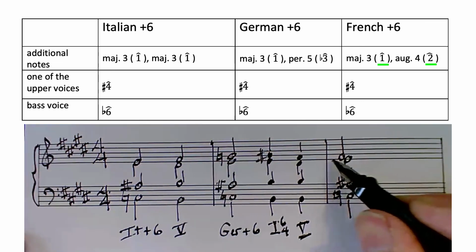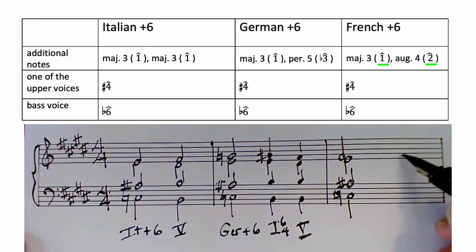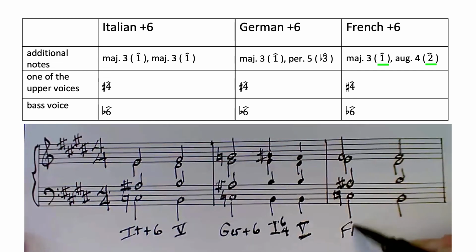And the nice thing about the French is after you've written that scale degree 2, the augmented 4th, that just stays as a common tone. The voice leading here is very clear, and these pitches do what they always do. The raised 4th, a half step up, the lowered 6th, a half step down, and there's your French augmented 6th going to 5.